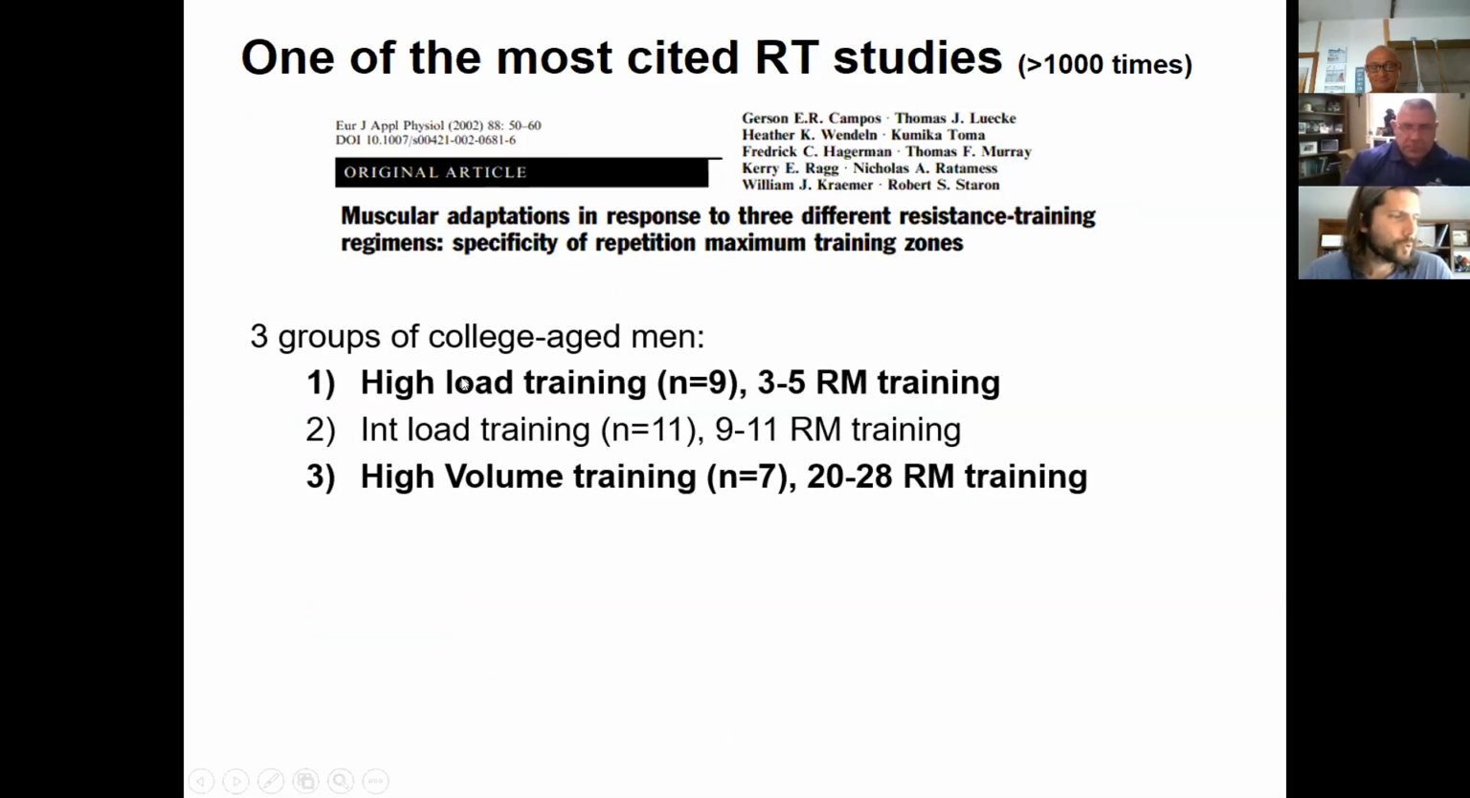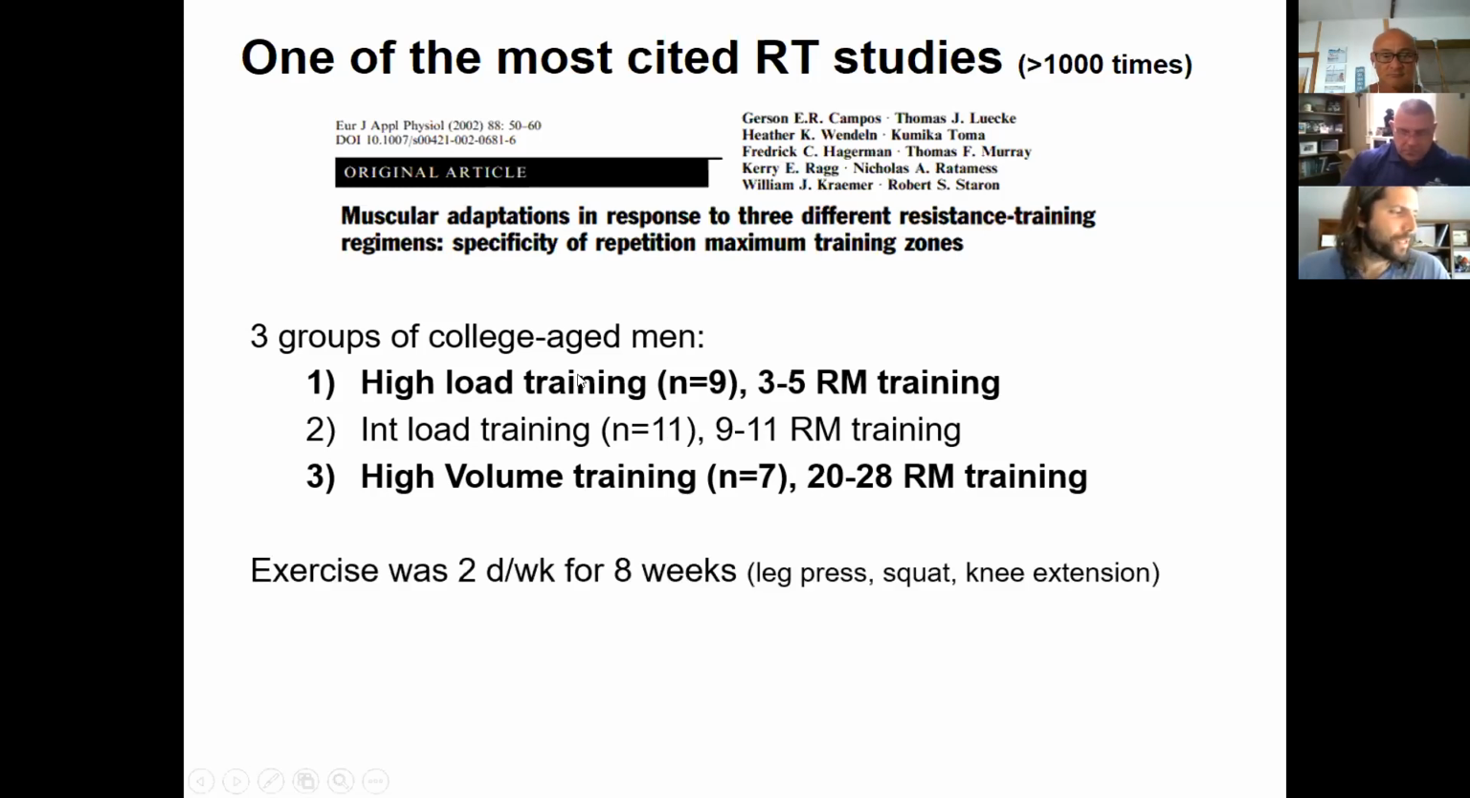One was high-load training. This means that every exercise that was performed was training at 3 to 5 repetition maximums. Okay, so that's heavy weight, low reps. They had an intermittent load training group, trained at 9 to 11 RM, and then they had a high volume training group where every set consisted of 20 to almost 30 reps, okay? I'm only gonna present data with high load and high volume. I made the graphs to include those and not the second group.